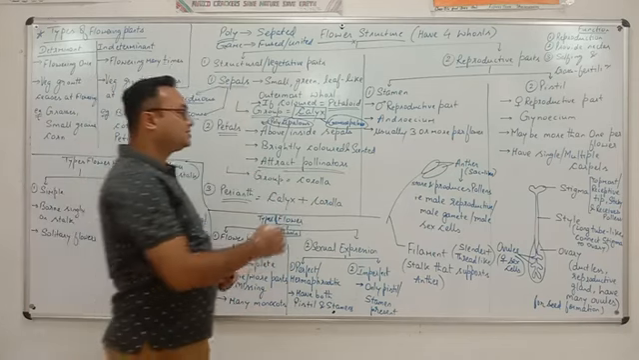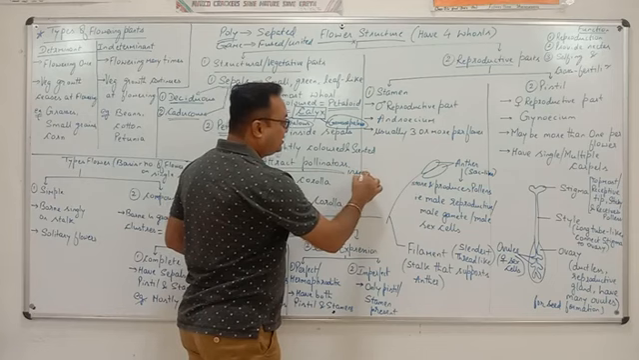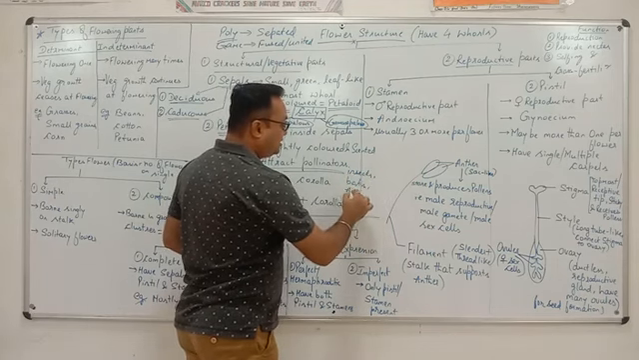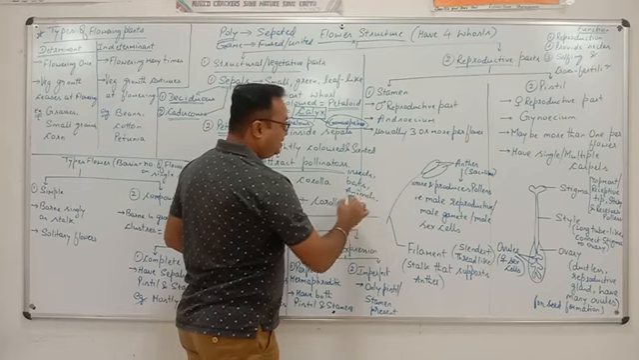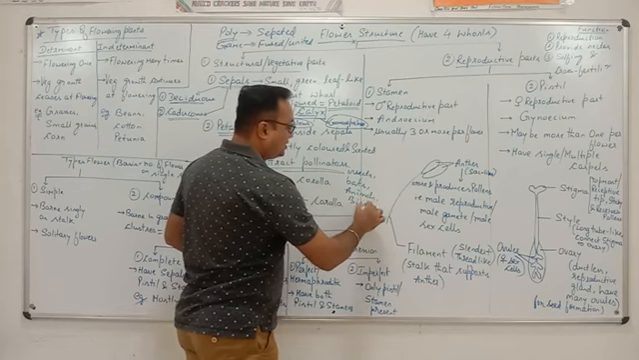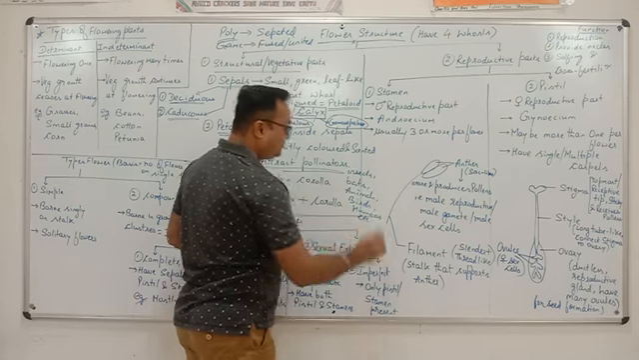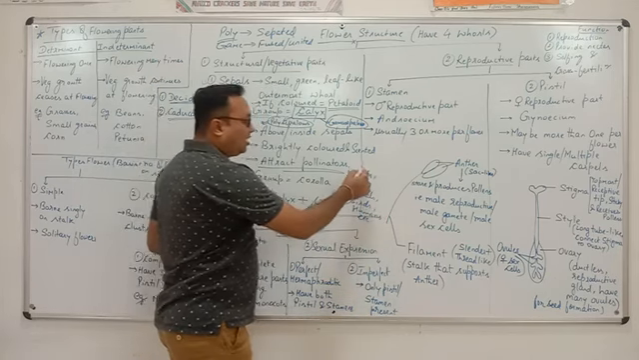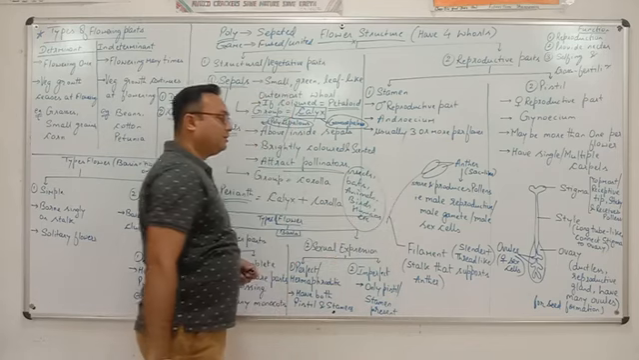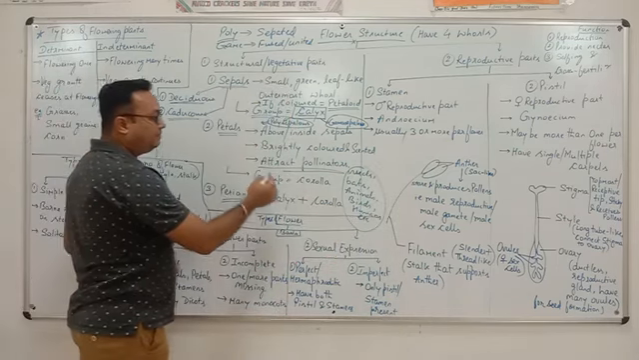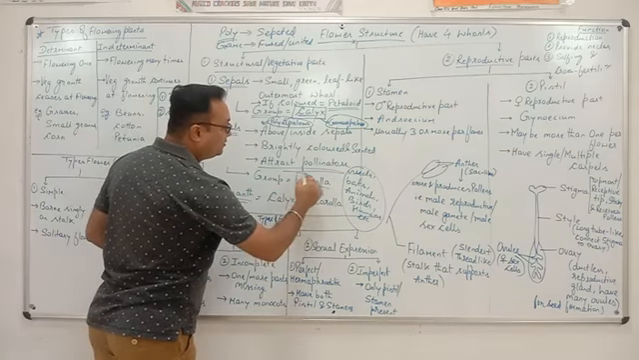These pollinators can be insects, bats, animals, birds, humans, etc. These all are pollinators for the flowering plants. And the group of the petals is termed as corolla.